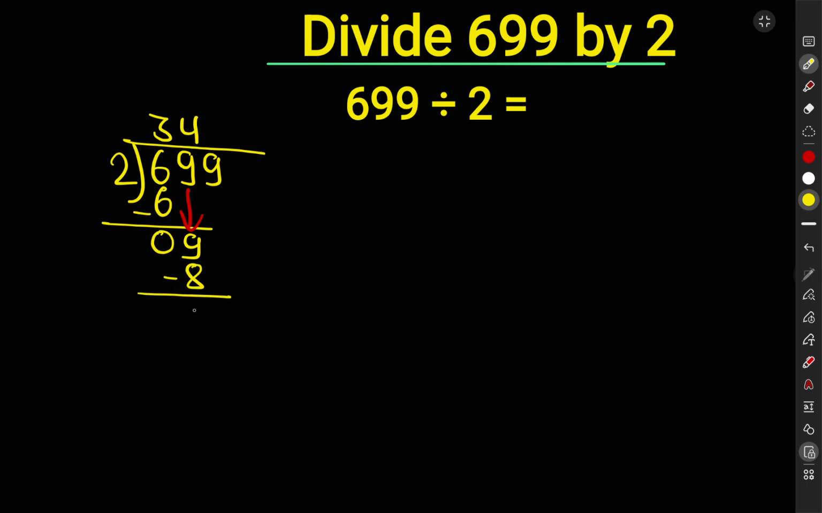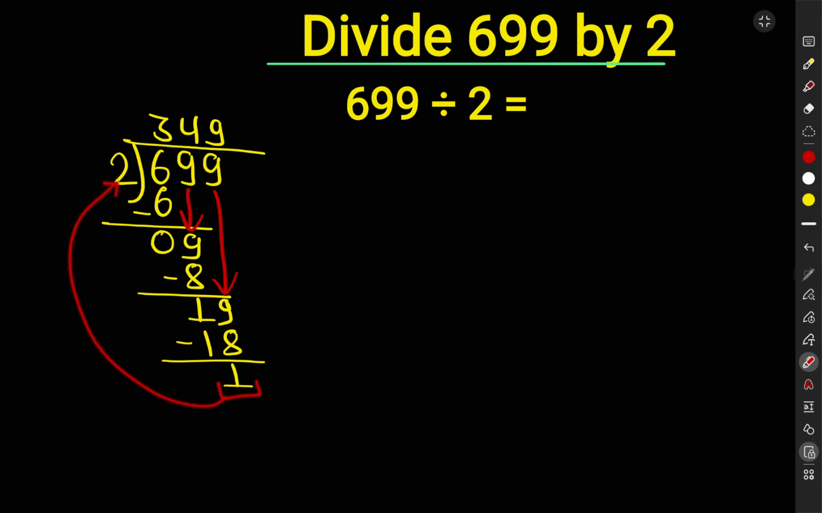On subtracting we get 1. So again we put down this 9 and it is 19. So 2 times 9 is 18. On subtracting we get 1. So now this 1 is less than 2 and there is no other number to put it down.